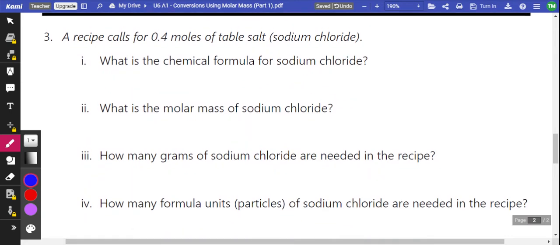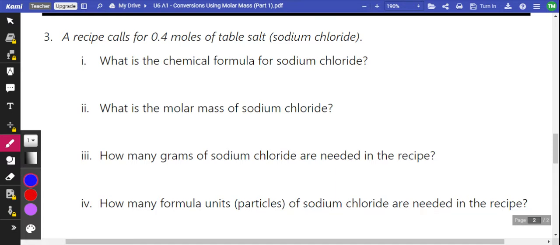Okay, let's look at this next one. Our recipe calls for 0.4 moles of table salt, aka sodium chloride. Well, if your cookbook is giving you moles for your measurements, you should probably just get a better cookbook or look something up online to get a different recipe. But let's work with it.